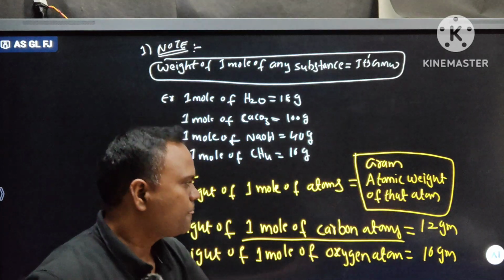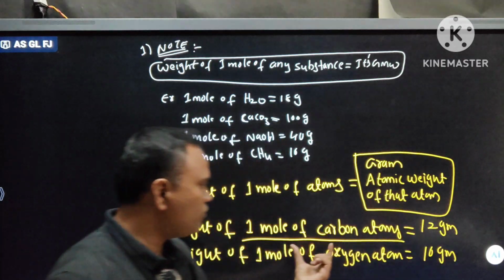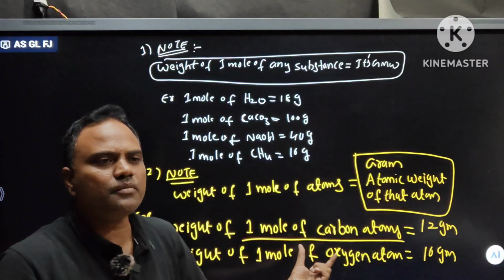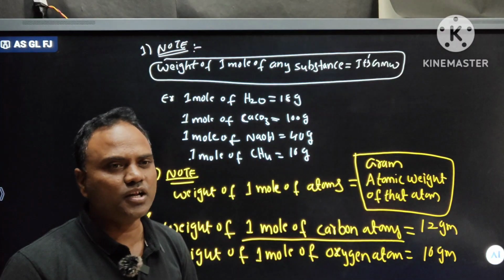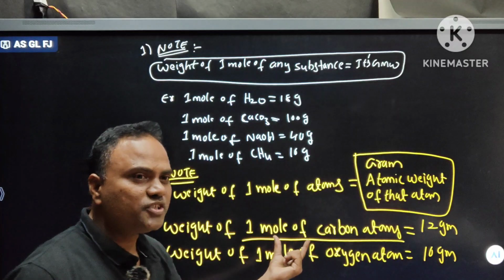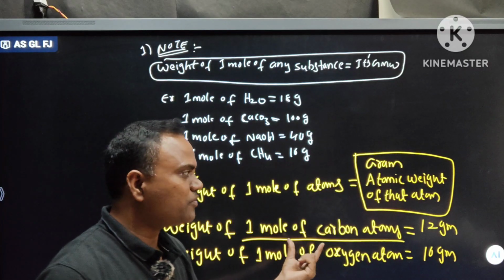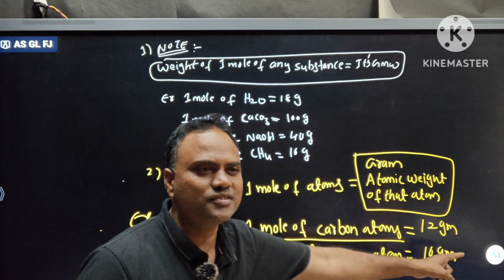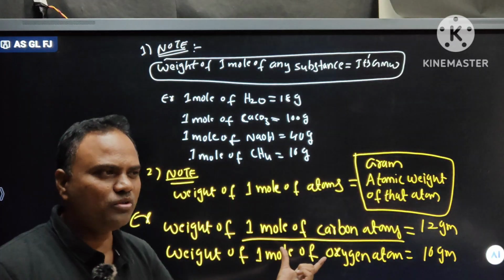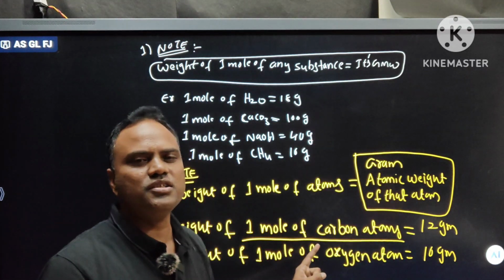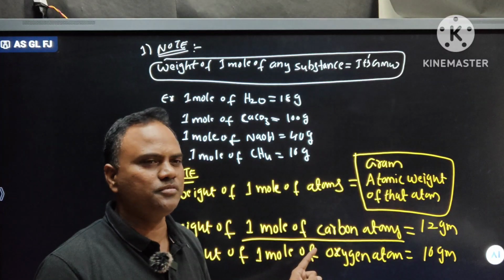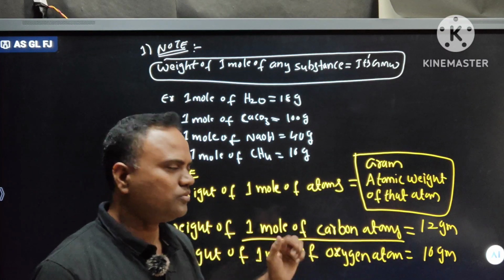Are you getting the point? 12 grams is the weight of 1 mole of carbon atoms. 1 mole of carbon atoms means 6.023 into 10 to the power 23 carbon atoms. Now see, the weight of 6.023 into 10 to the power 23 carbon atoms is 12 grams. Correct only, na? 1 mole means 6.023 into 10 to the power 23. Clear? Now write another note.